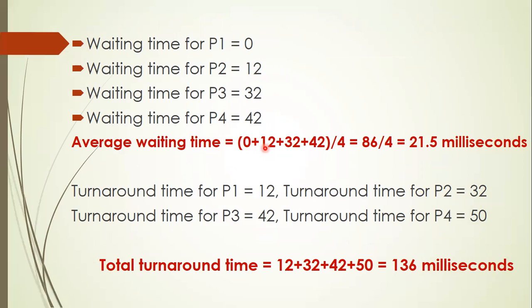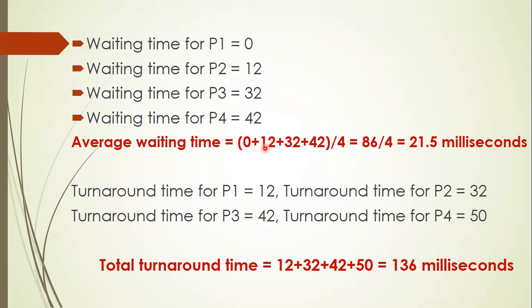Now you calculate the average waiting time. How to calculate the average? Add those four numbers and divide by the number of processes, which is 4. So it becomes 86 by 4, which is 21.5 milliseconds.